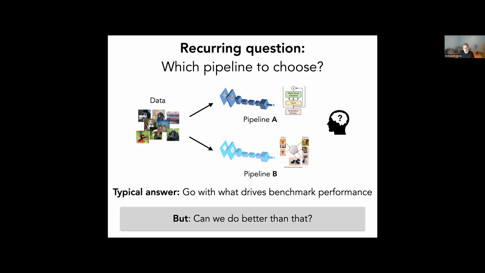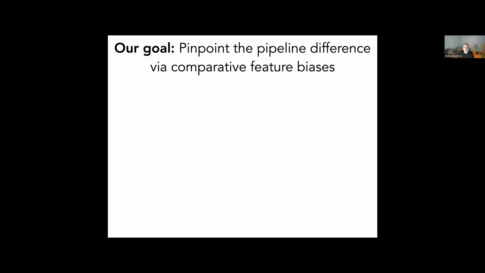And to be honest, that did not work badly for us. We made quite a lot of progress in computer vision using this approach. But the question is, can you do better than that? Can we go beyond this relatively simplistic guidance of our choices? And essentially, this is what the goal of our work is.